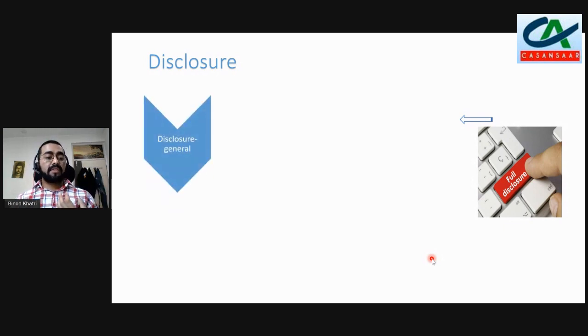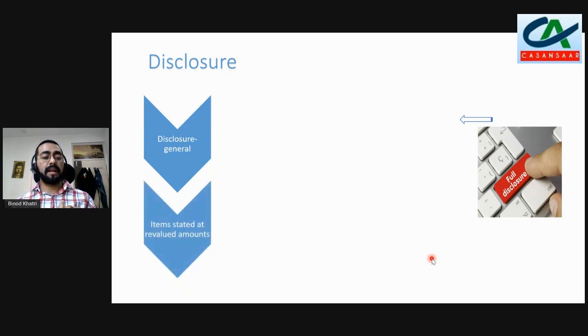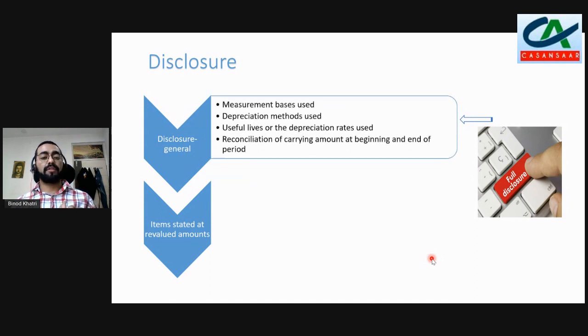The disclosures are general in nature, and there will be some specific ones for items stated at revalued amount. I'm going to talk about some important disclosures that need to be disclosed in the financial statement. First is the measurement base used. For example, initial measurement, how we are measuring our fixed asset, and subsequent measurement, whether we are using the cost model or the revaluation model, that we need to disclose. And the depreciation method used, whether you are using WDV, SLM, or any other method, that we need to disclose.